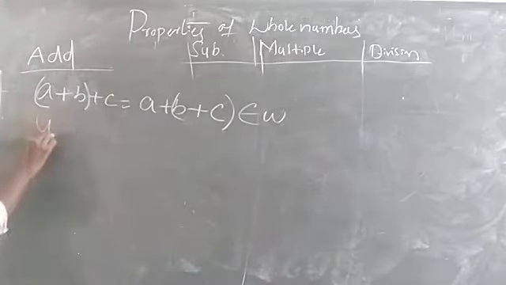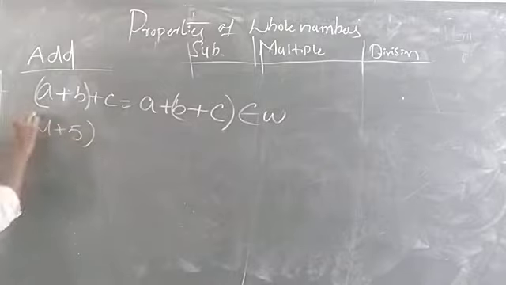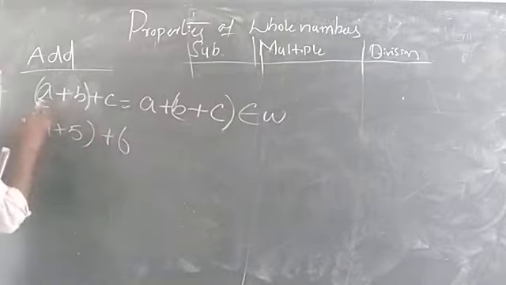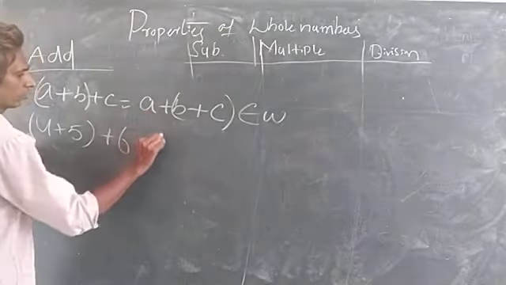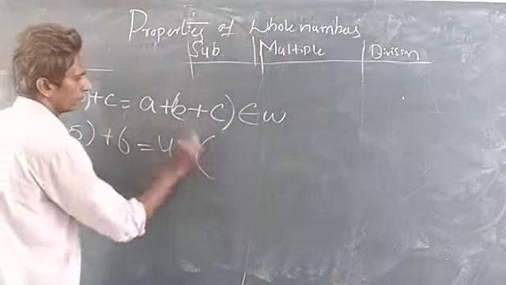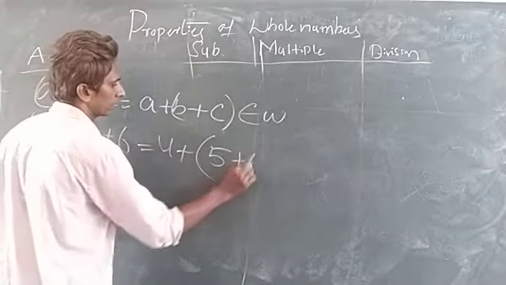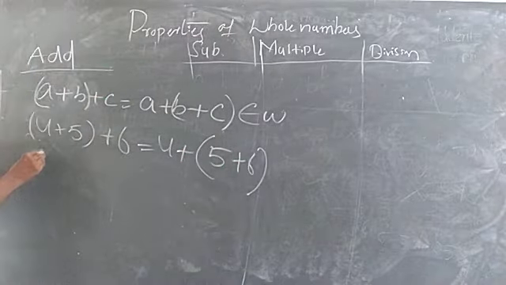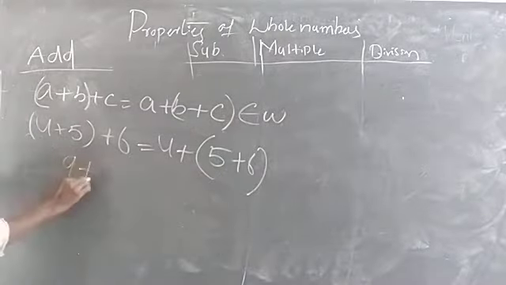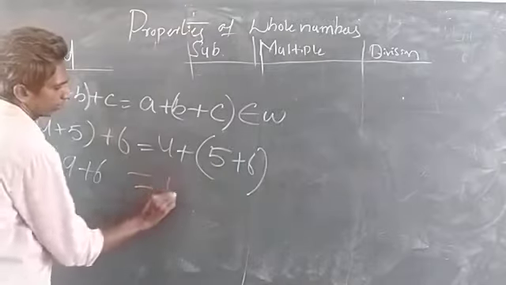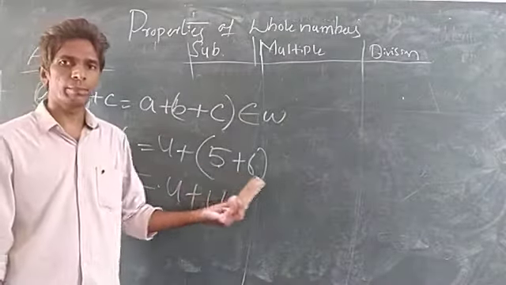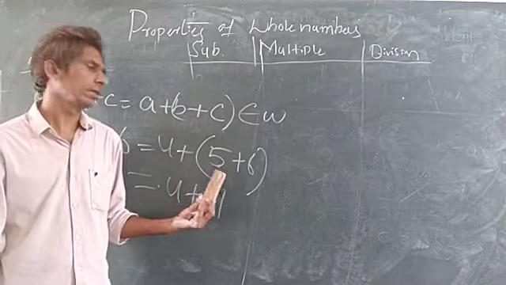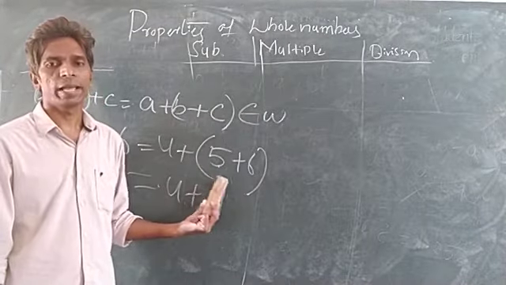Let us see. I am taking one example. So 4 plus 5 plus 6. I am taking A is equal to 4, B is equal to 5, C is equal to 6. So that equal to 4 plus 5 plus 6. Let us see. So 9 plus 6 equal to 4 plus 11. First of all you want to do the brackets. Okay, now first you want to do the values in brackets.